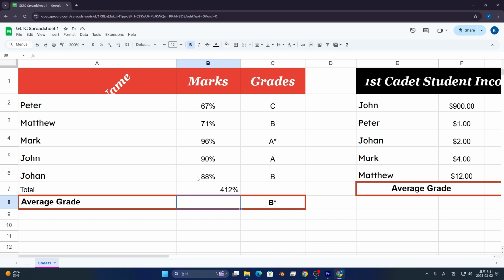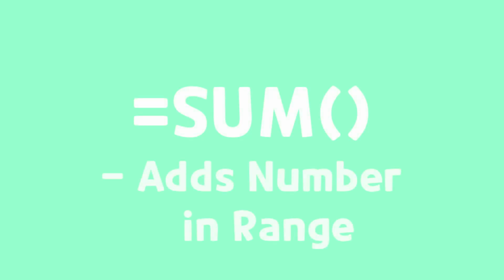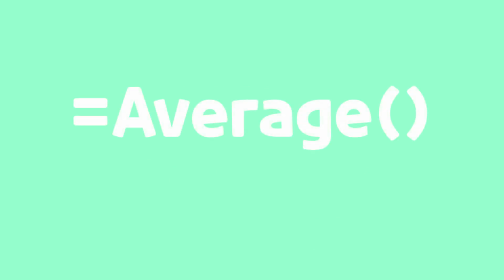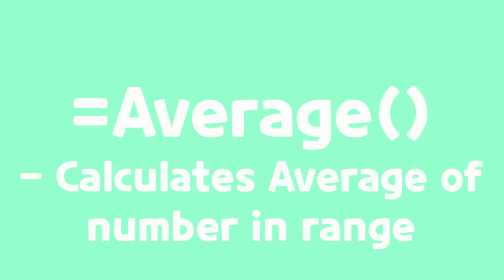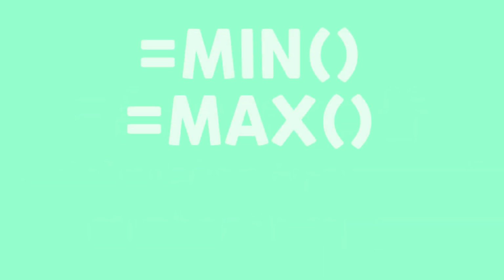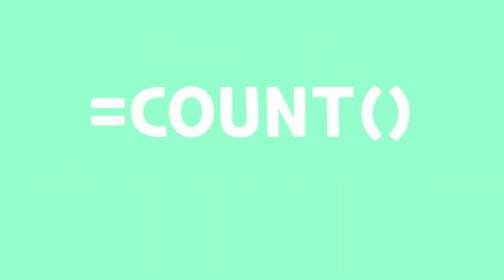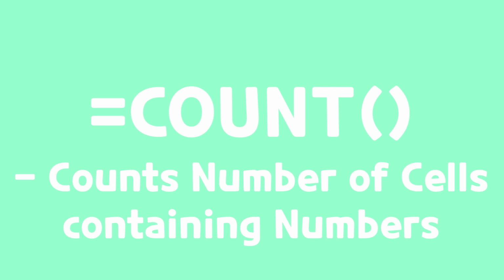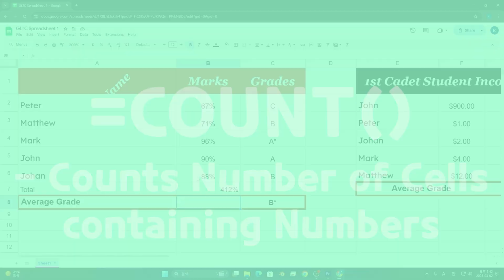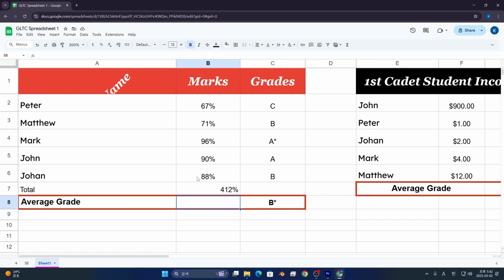And now I'm going to tell you a few common functions. First, sum, which we used right now. This adds numbers in a range. Average. This calculates the average of numbers in a range. Min and max. This finds the minimum or maximum value in a range. Count. This counts the number of cells containing numbers. These functions are fundamental for data analysis and are widely used in various applications.